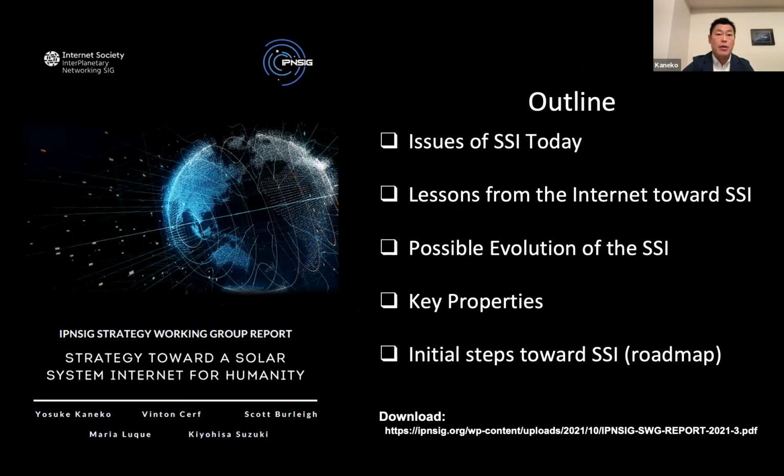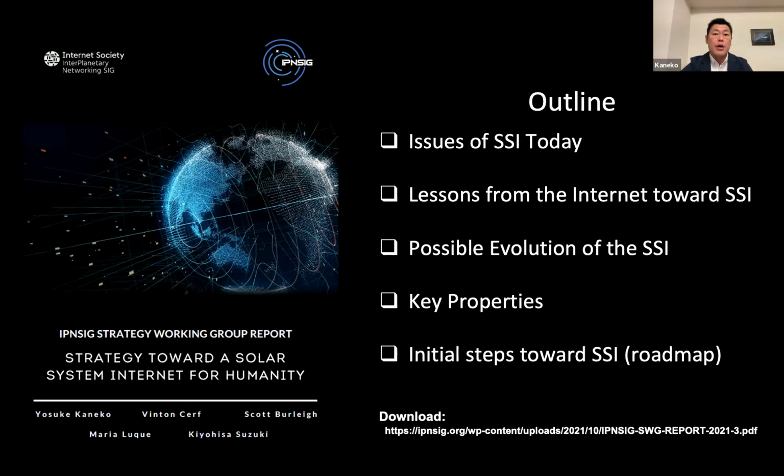And then we started to ask ourselves, what might be the issues that confront us in order to realize such an infrastructure? What are the lessons we can learn from the evolution of the internet? Or how could the SSI evolve over time, considering the various players in the space arena today? Or what are the key properties that might support a common solar system internet?